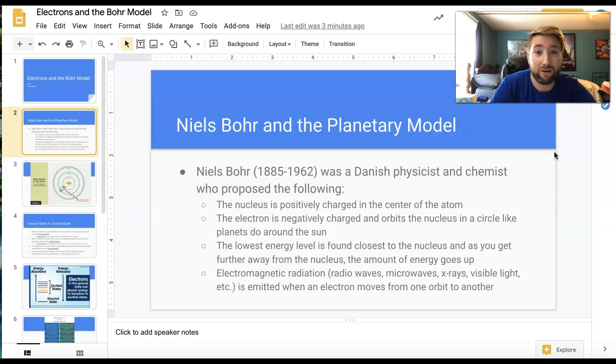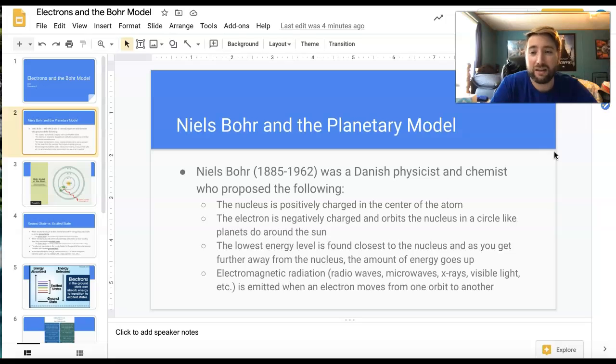Is it in a random pattern? Is it a zigzag? What kind of pattern does it orbit the nucleus in? The reason that it orbits the nucleus is because of those charges. The electron is negatively charged, and the proton is positively charged, so it's attracted to the center. Remember, opposites attract. So Niels Bohr theorized that the electron is going to orbit the nucleus kind of like the planets do around the sun, in circular or elliptical orbits. An elliptical orbit is like a circle, but not a perfect circle. It's kind of elongated, stretched out.